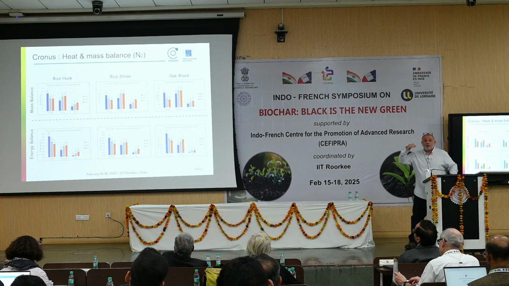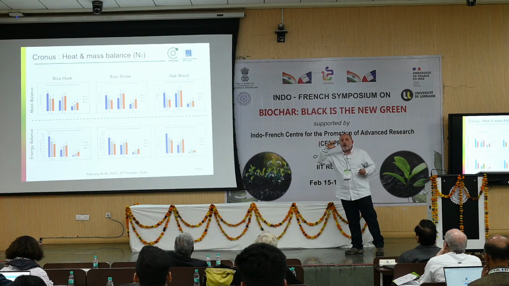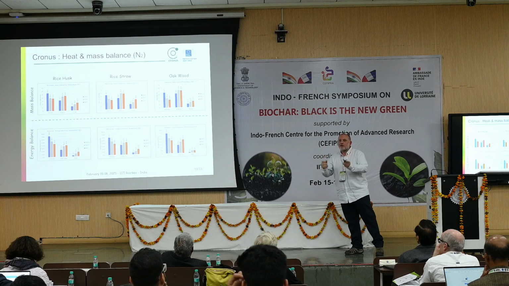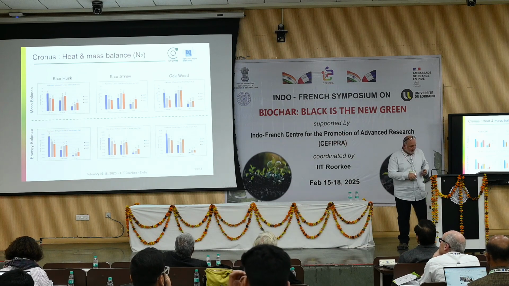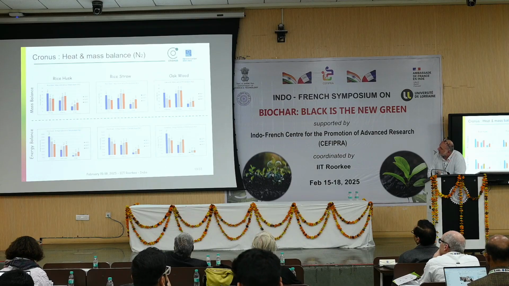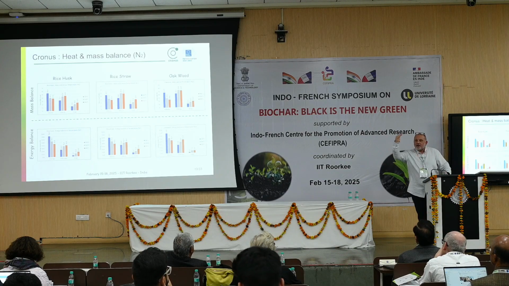So the idea of that is to increase the charcoal heat, the biochar heat, or modify the chemical structure and surface area. Here we have some mass balance and heat balance. We can see, depending on the temperature and the type of biomass, the distribution of the energy depending on the temperature.